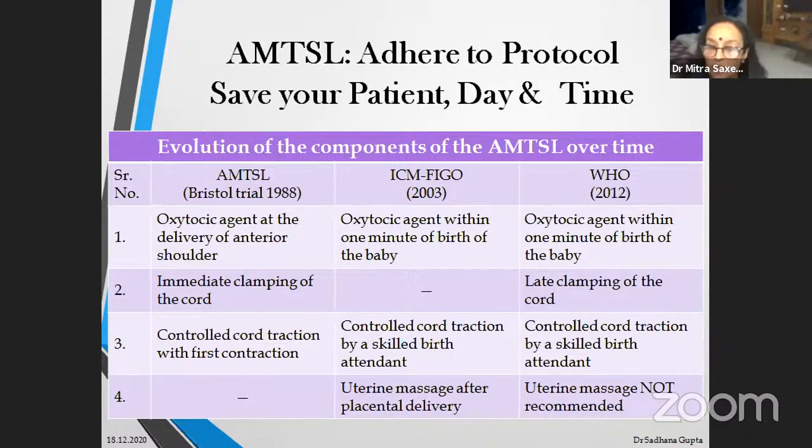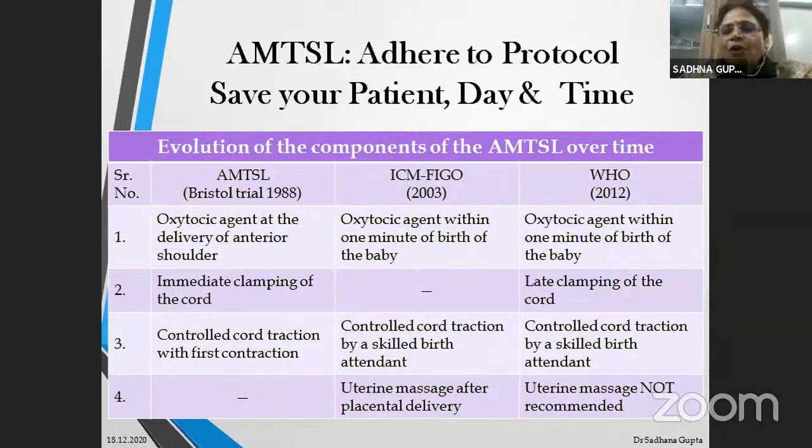Absolutely. It is not with the delivery of the anterior shoulder, and 10 units oxytocin for all. There is absolutely no contraindication in which we cannot use oxytocin. We cannot use prostaglandin in many situations, we cannot use syntometrine in many situations, but oxytocin is the thing. And Dr. Tamkeen has already said that uterine massage is not recommended.